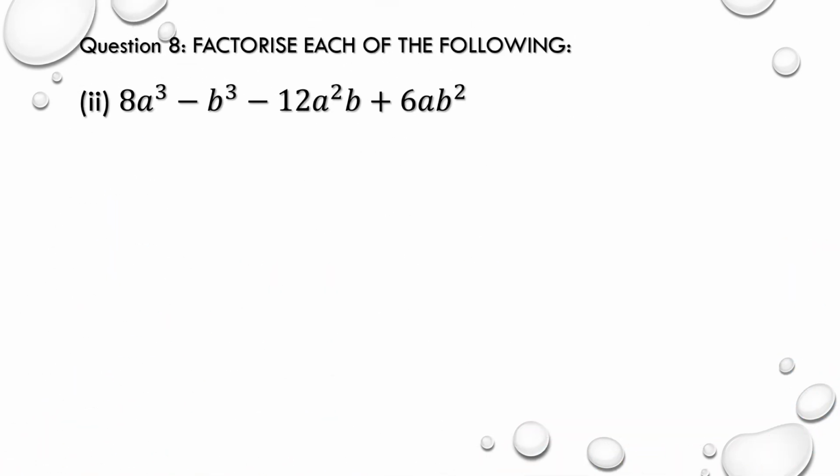Now let's do the next part. Second part is 8a cube minus b cube minus 12a square b plus 6ab square. Right? Now there are two terms with negative sign on this, with the cube, and we have two terms with negative sign. It means here the identity applied will be a minus b whole cube. So what I'll do, I'll write the identity here. A cube minus b cube minus 3a square b plus 3ab square. Now I know that this is equals to a minus b whole cube.